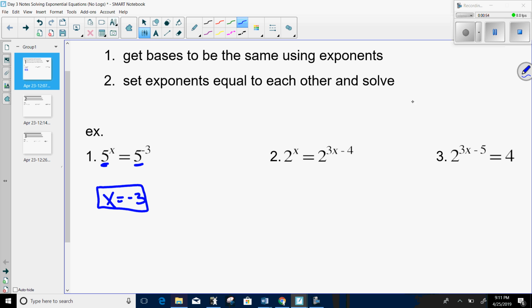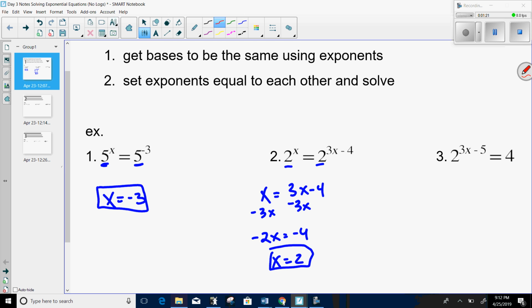So then if I look at this second one, notice 2 and 2, my bases are the same. That means that x has to equal 3x minus 4. My exponents also need to be the same. So I have this equation, go back to Algebra 1, solve for x, subtract 3x from both sides. I get -2x equals -4. Divide by -2, and I get x equals 2. And that is my final answer.